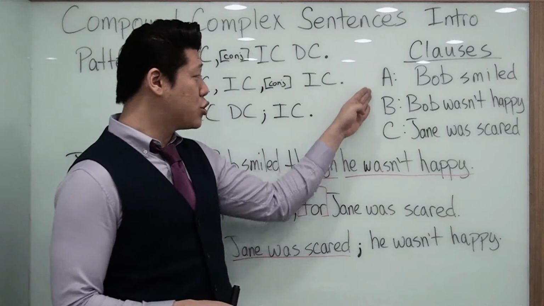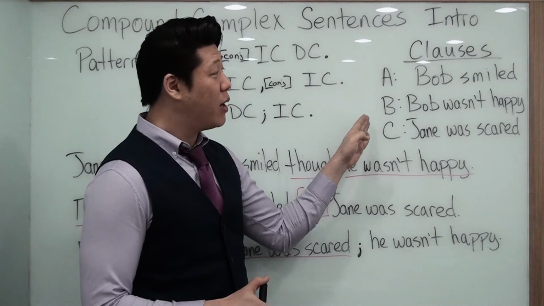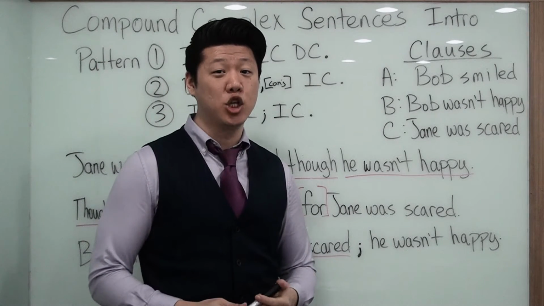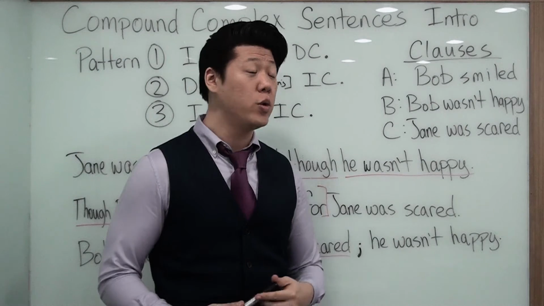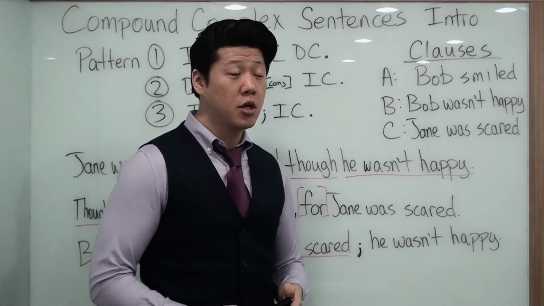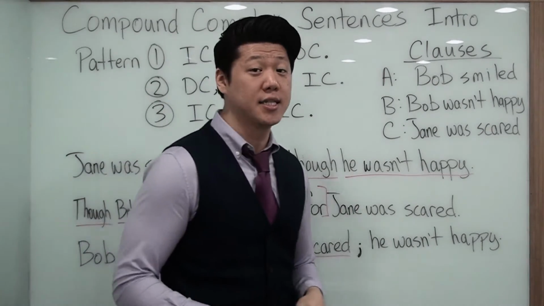Now, all of these right now are actually complete thoughts. However, we could link them together using conjunctions, and depending on the conjunction that we use, we could change one of these into a dependent clause. So let's look at a couple of the patterns that we have to make a compound complex sentence.